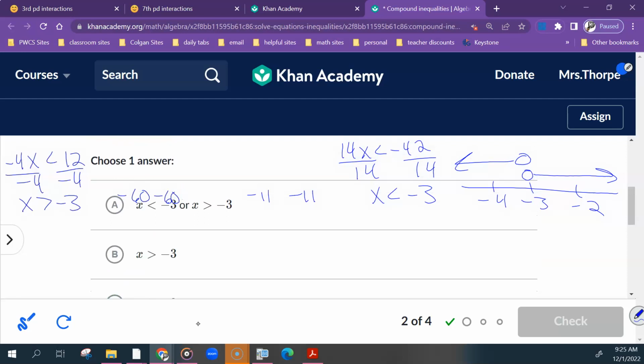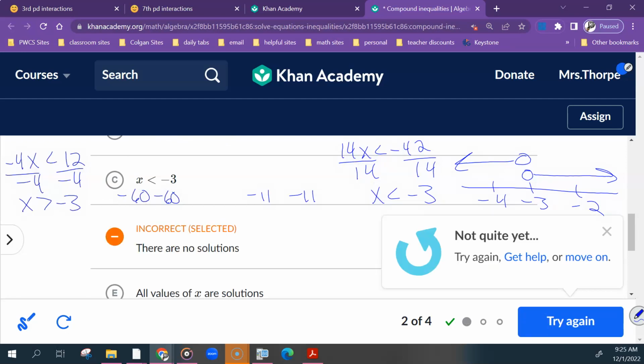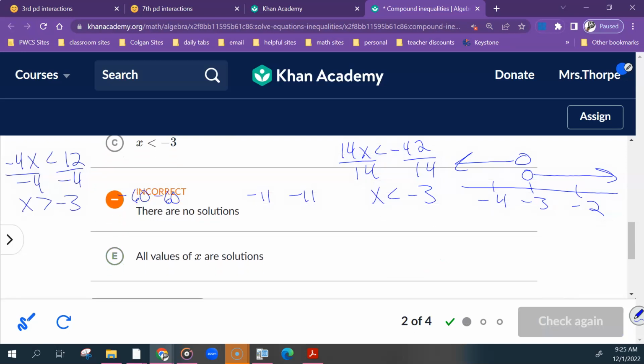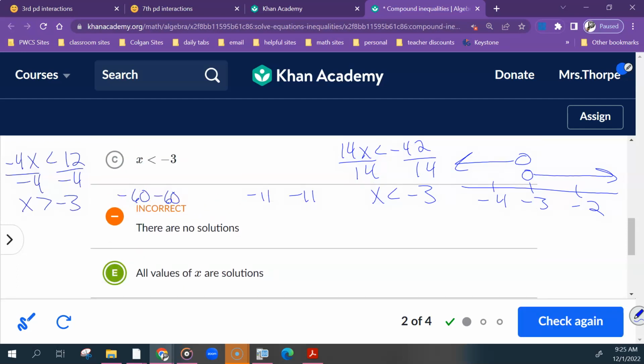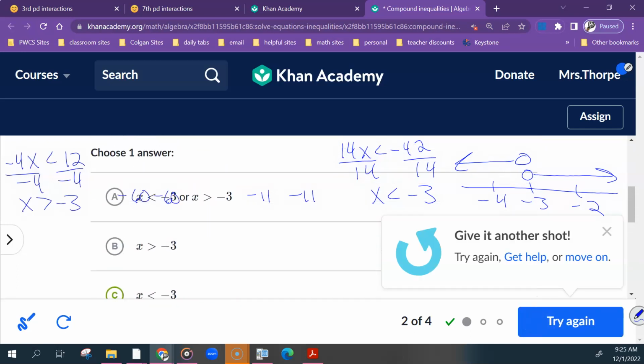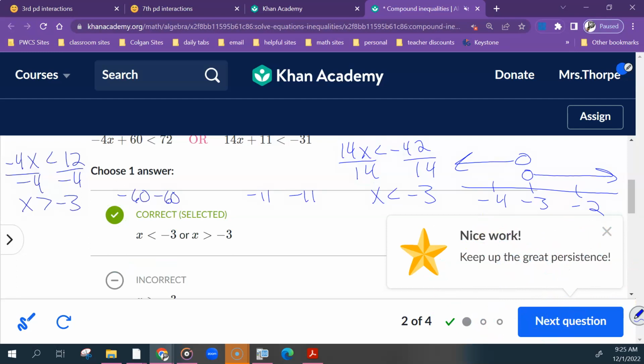Here, because of what it looks like, they're overlapping everywhere until they get here. Technically, they're not overlapping there because they're not included, but that's not the answer. So this would also be no solution. Oh, just kidding. It's not. I said that wrong. Let's check. Okay. So this one, I was thinking the wrong thing because I did one of the other ones and it was weird.